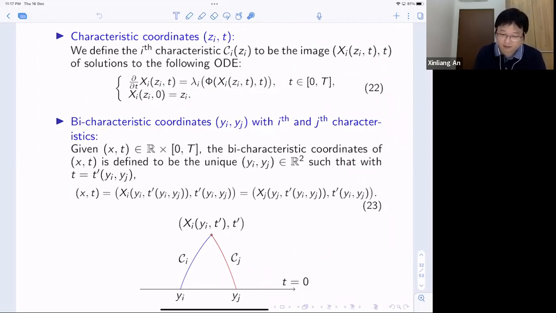So the bicharacteristic coordinate: this is a point which is using the characteristic coordinate. But if we consider a geodesic, which is a characteristic within the CI family, we will have the initial data yi. And similarly, starting from this point, if we consider the CG family, we get the initial data yg. So this point can also be seen as having the coordinate yi and yg. We use this coordinate a lot in the proof.